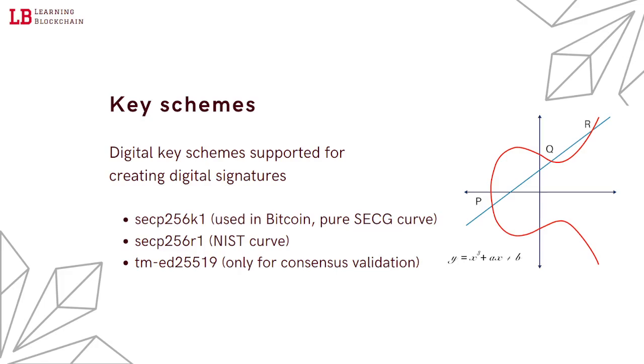In the Cosmos SDK, there are 3 digital key schemes supported for creating digital signatures. For normal accounts, you can opt to use the SECP256K1, that is the same used by Bitcoin, and the default one in the Cosmos SDK, but you can also choose to use the SECP256R1. For consensus validation, validators use the TM-ED25519 curve for signing blocks.